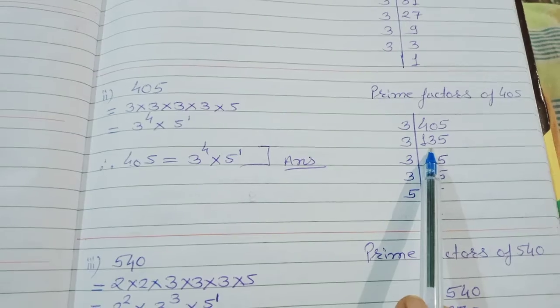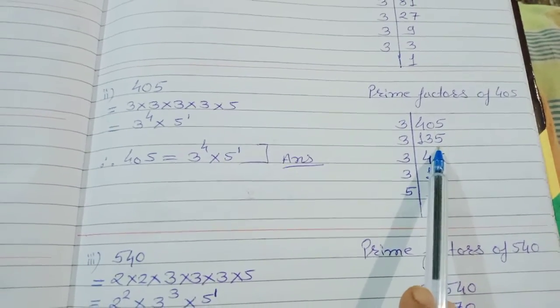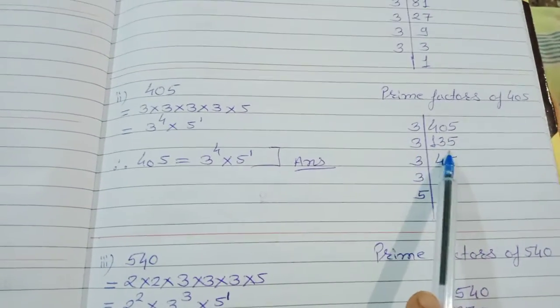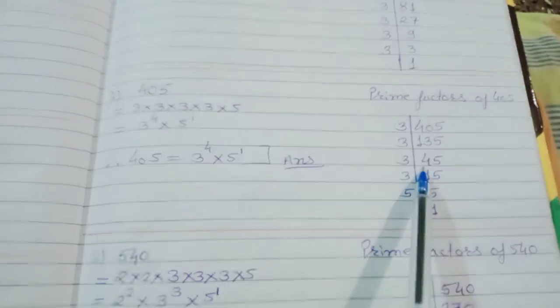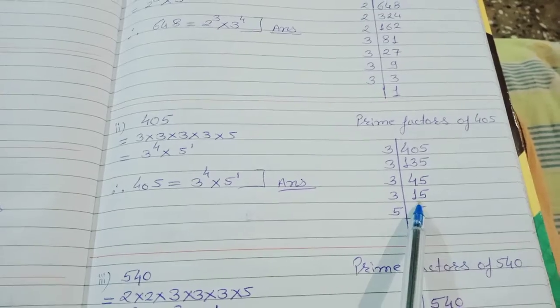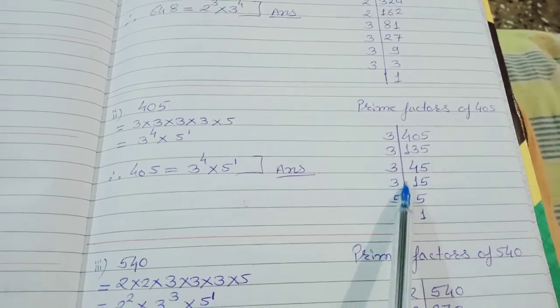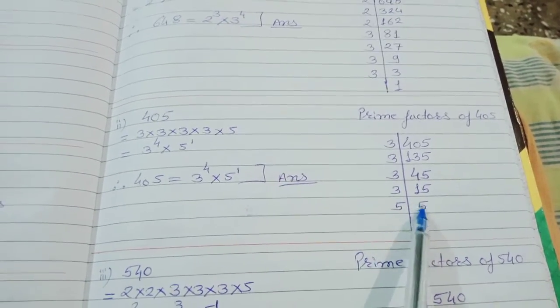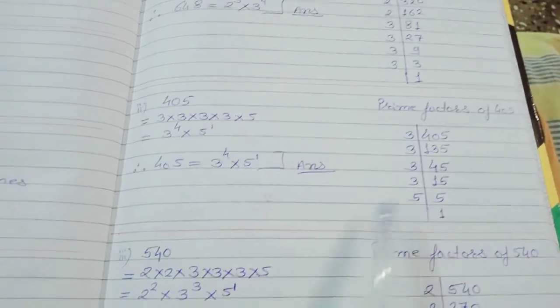3 3s are 9 and 3 5s are 15. Again, this number is divisible by 3. 3 4s are 12, 3 5s are 15. Again 45 is divisible by 3. 3 1s are 3, 3 5s are 15. Then 3 1s are 3, 3 5s are 15. 5 1s are 5.